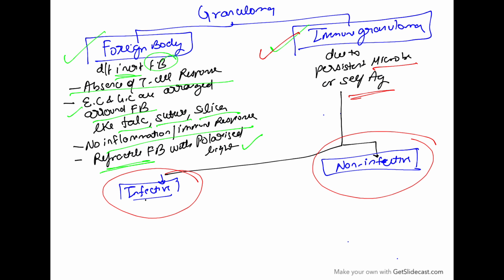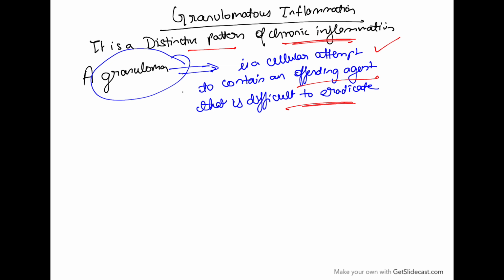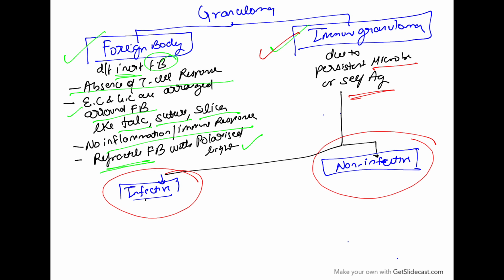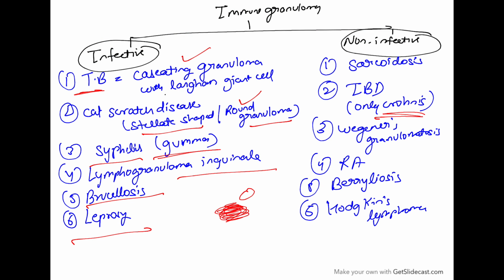So, this is all about granulomatous inflammation. It is nothing but a subset of chronic inflammation only, and it is of two types, foreign body or immune granuloma. Immune is also of two types, infective or non-infective. Non-infective is usually autoimmune causes like sarcoidosis, etc. So this is all about granulomatous inflammation.